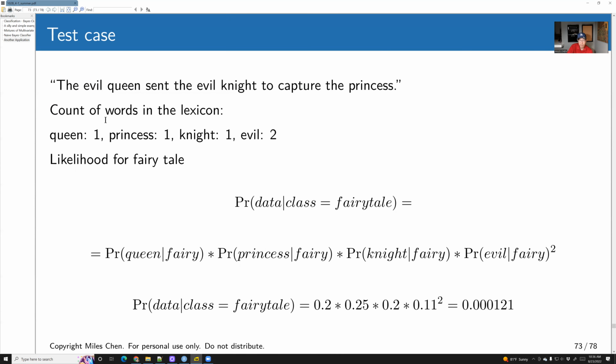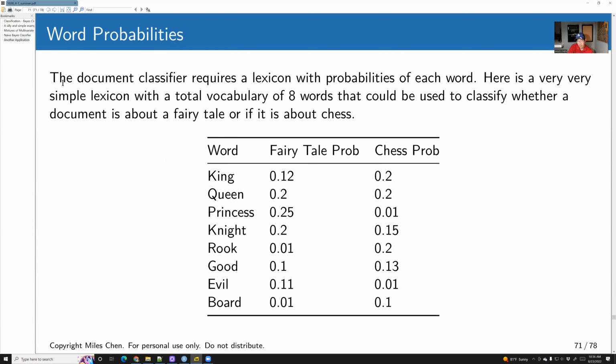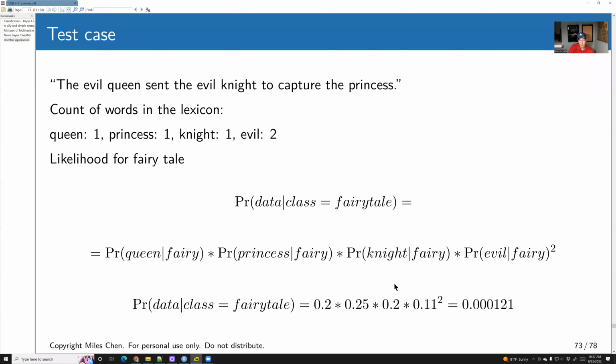So anyway, we do the bag of words and we ask, what are the counts of words that show up in our sentence? We got queen once, princess once, knight once, evil twice. Basically, all of the other words that aren't part of my lexicon just don't count. So again, very simple lexicon. This is what we've got.